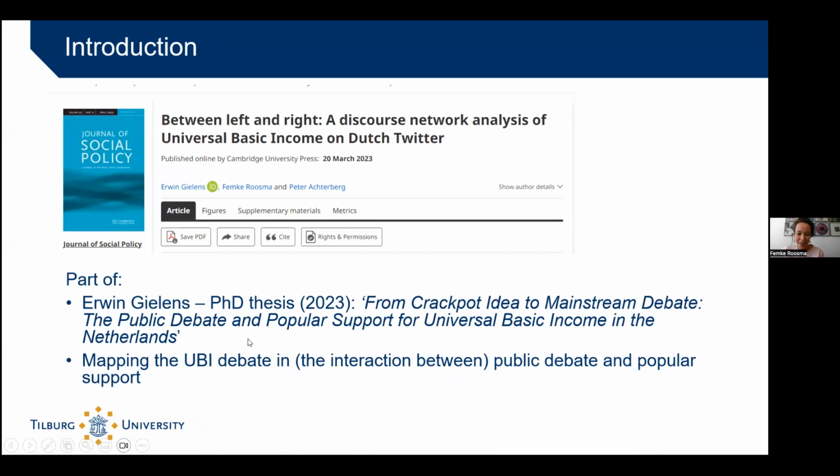Several articles have come out of it, and in general this PhD thesis is about mapping the UBI debate: the public debate on the one hand and public support on the other hand, and trying to make the link between those. It focuses on the Dutch situation. This particular article looks at the public debate, and I will try to contextualize a little before I go into the specifics of the article. This is also to give credit to the first author, Erwin, who is very much an expert in this, but I'm happy to share the article with you here.